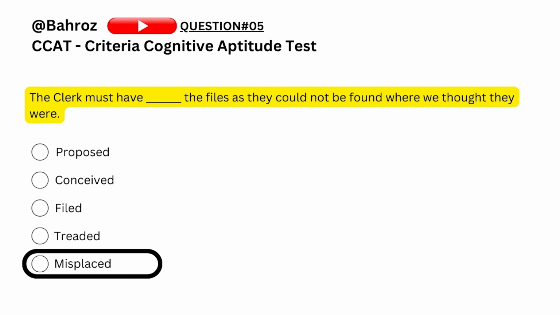Question number 5, the clerk must have dashed the files as they could not be found where we thought they were. Misplaced, because when you can't find something, it's typically misplaced.